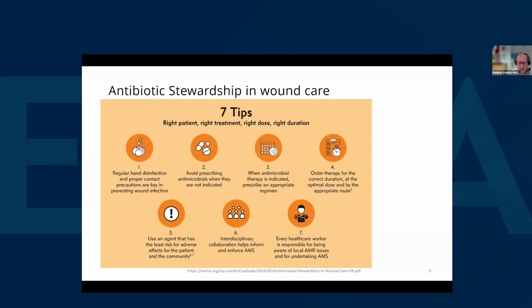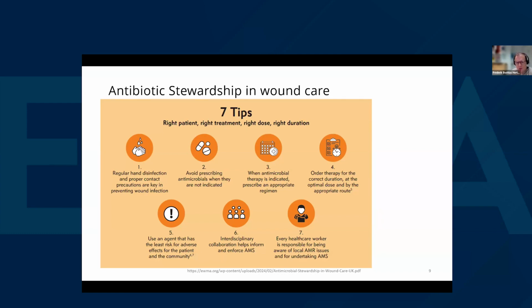And of course, if you then have to use antibiotics, and this is the case where you do see infection, I should say that it can be very difficult, actually, to distinguish between colonization and infection in the chronic wounds, also in the acute wounds, but especially in the chronic wounds. And when you have to use antibiotics, you have to go by the antibiotic stewardship ground rules, which is the right antibiotic treatment chosen for the right patient at the right dose and at the right duration.